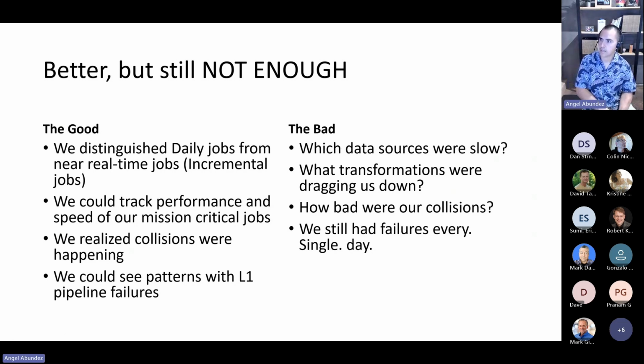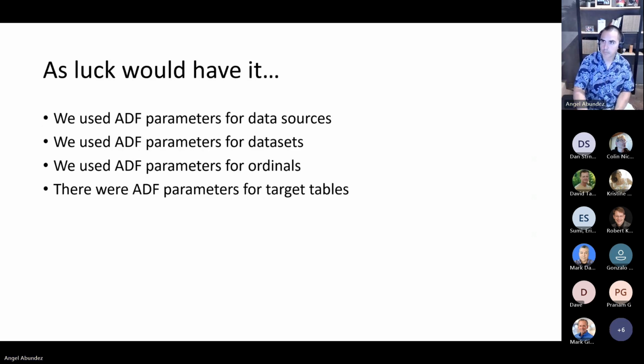We didn't understand what data sources were slow, because, like, to what I was telling you earlier, I just taken the level 1 pipelines. I still needed to get to the deeper levels to understand what data sources were slow, what transformations were slow, how bad were our collisions. And again, we still had failures every day. So I needed more monitoring. And as luck would have it, I talked about this a little bit earlier.